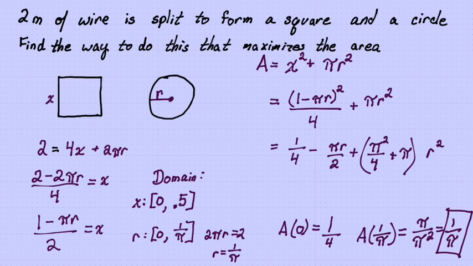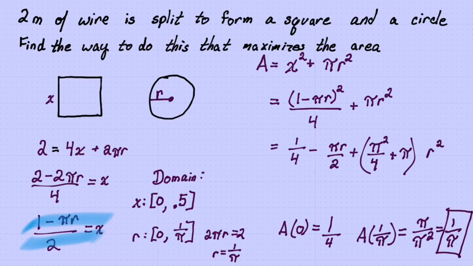So when you plug in A of 0 and A of 1 over pi, and you get that 1 over pi is greater than 1 over 4, how did I tell you that you only make a square? So, in that sense. All right, it's only a circle and no square because when r equals 0, x is 1/2. I mean, you can look back at this equation here. And when r equals 1 over pi, x is 0. But that's exactly how we determine the domain.